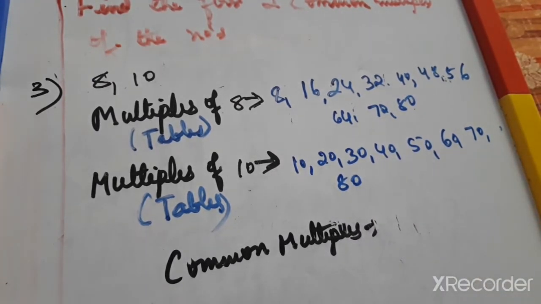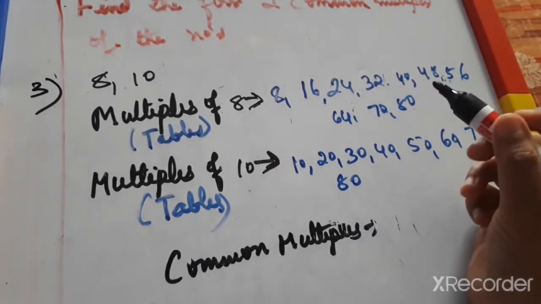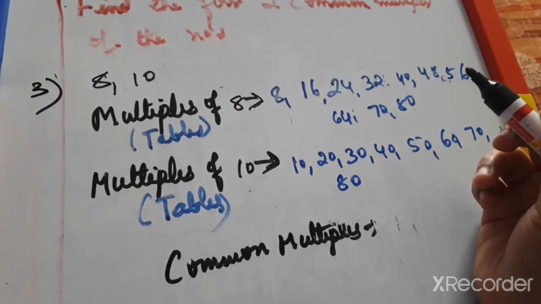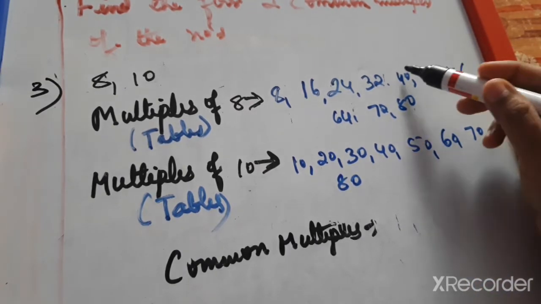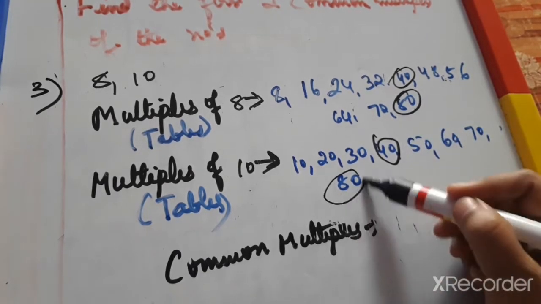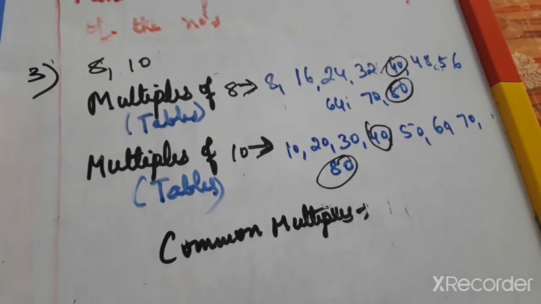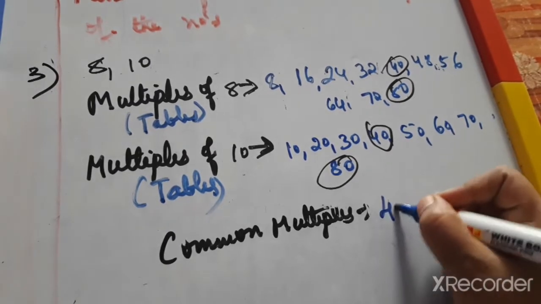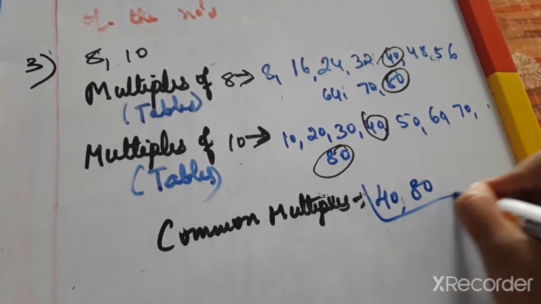We want two common multiples. Any two common multiples? 40, and 80. So the common multiples are 40 and 80. This is the answer.